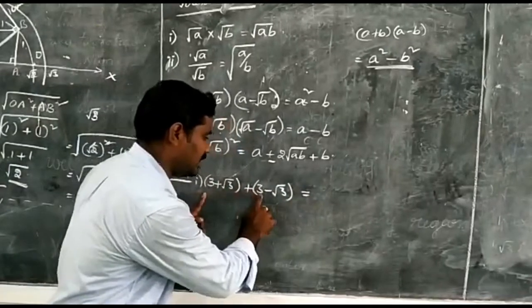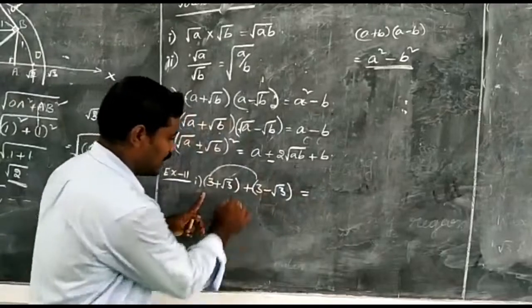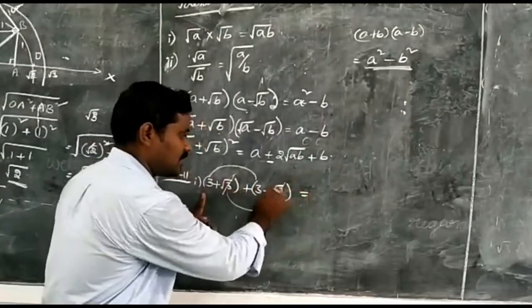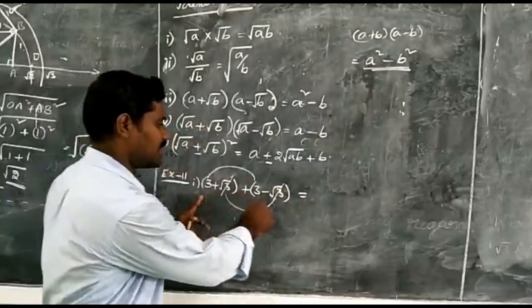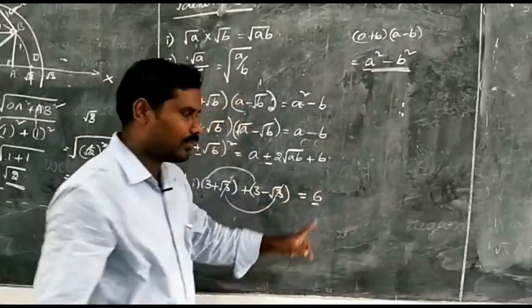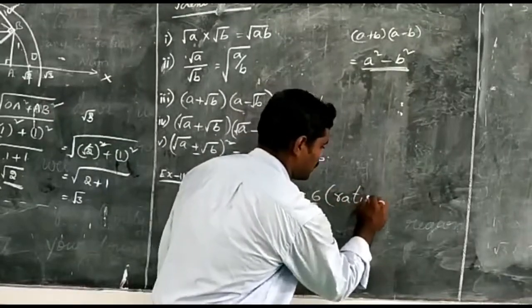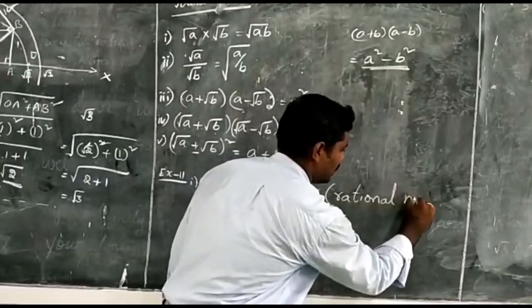3 plus 3, these two are rational numbers, and root 3 minus root 3, these are irrational. Plus root 3 minus root 3 just cancelled. 3 plus 3, 6. This is our answer. What is the 6? Rational number. Very good. Rational number.